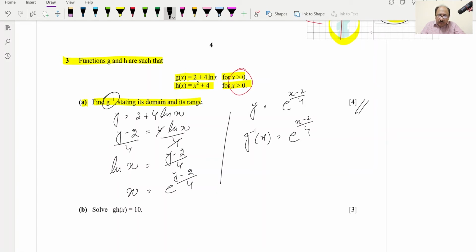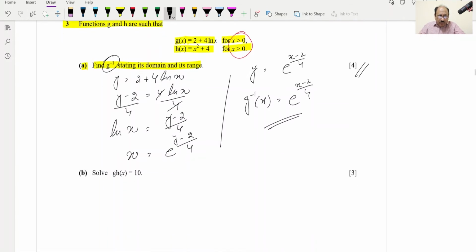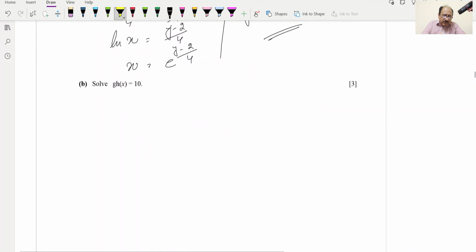This is the 4 marks part which we have done. This is our final answer for this question. Now we can move to the B part, and B part says solve g(h(x)) is equal to 10. So first we will find g(h(x)) and then put it equal to 10. So equate it equal to 10.